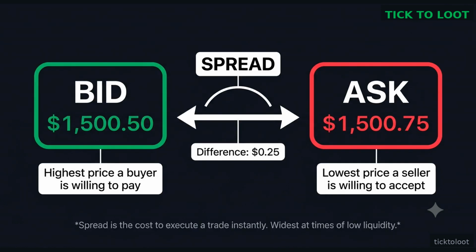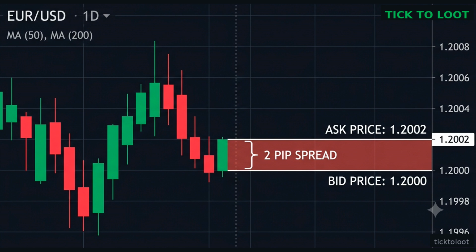Now let's talk about spreads. The spread is the difference between the bid and ask price of a currency pair. For example, if the bid price is 1.2000 and the ask price is 1.2002, the spread is 2 pips. The spread is your cost of entering a trade. When you buy a currency pair, you pay the ask price, and when you sell, you receive the bid price.